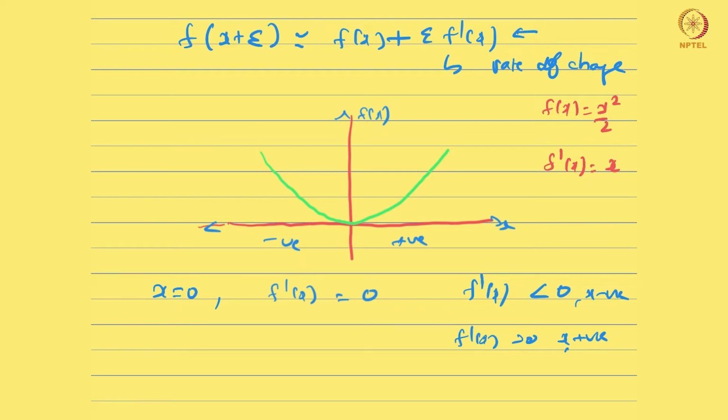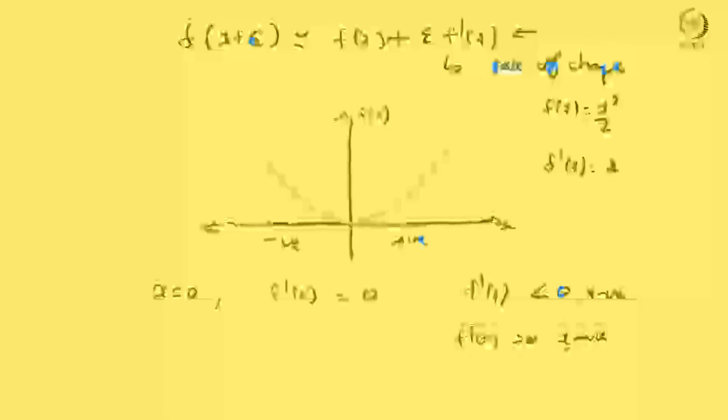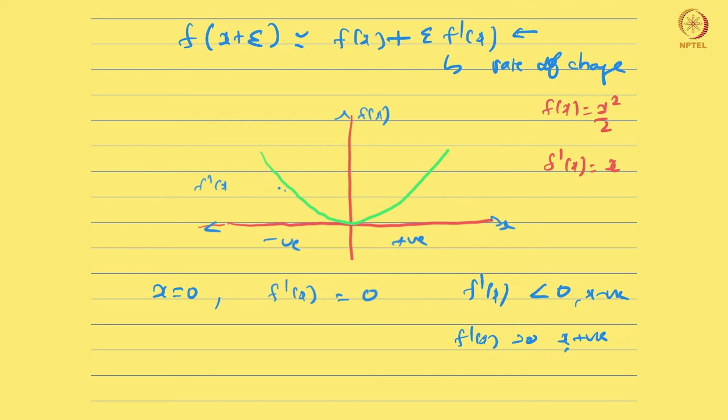For positive values of x, the gradient is positive. So what that tells you is that on this side, f prime of x is less than 0, and on this side, f prime of x is greater than 0. It means that by moving to the right, we can decrease the value of f of x.